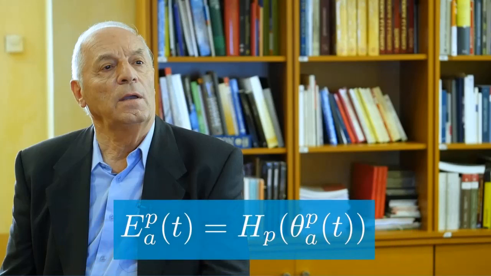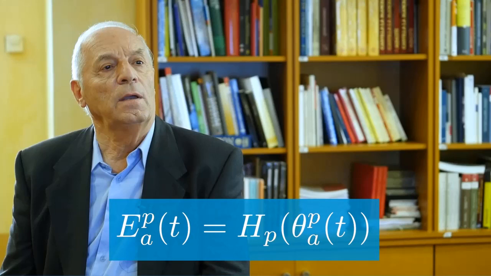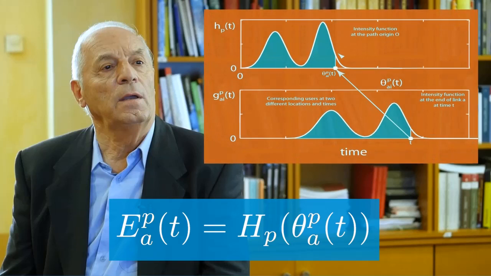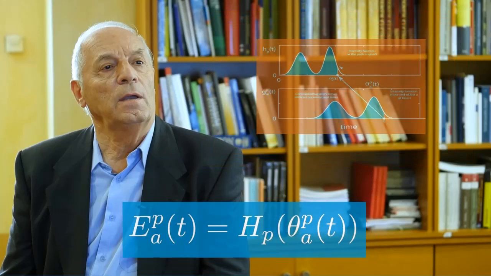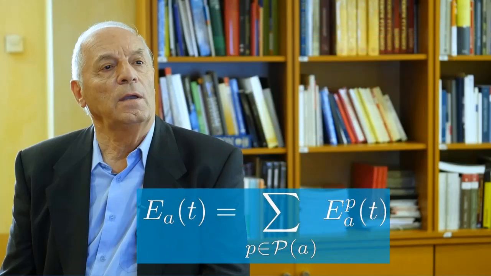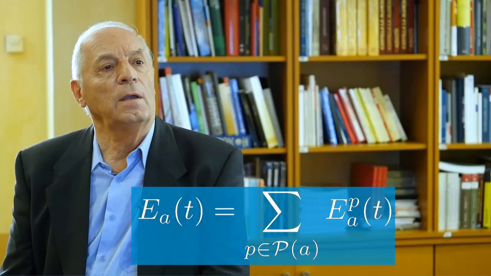We denote the total flow of path P that has reached the end of link A at time t by E_AP(t), a function that can be immediately calculated from the function H_P and the theta functions using the FIFO rule. The reader should understand this formula if the meanings of the last two mentioned functions are understood. If we are interested in the flow due to all paths, we just need to add the flows of all paths containing the A link, as indicated in this formula.